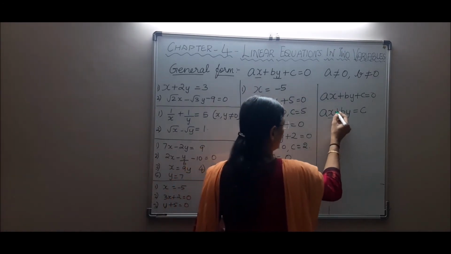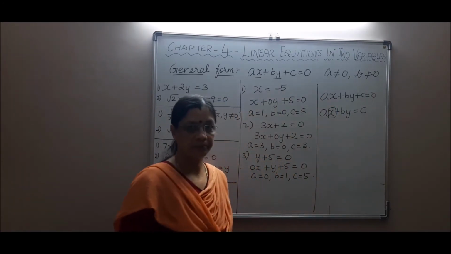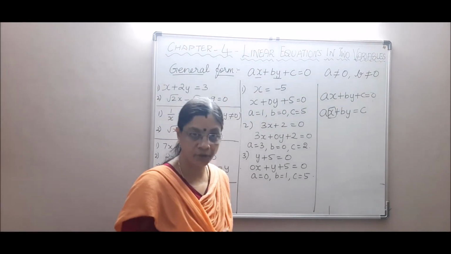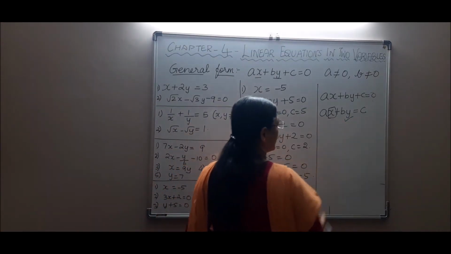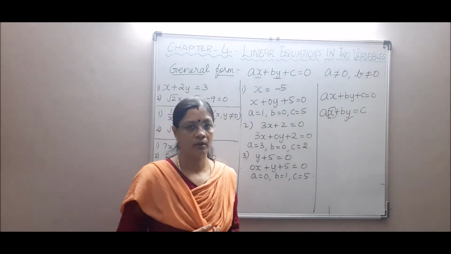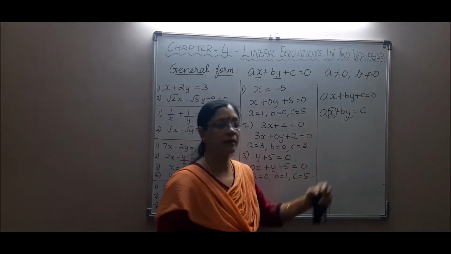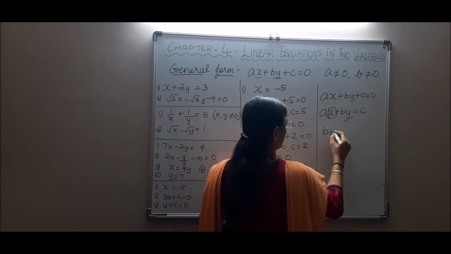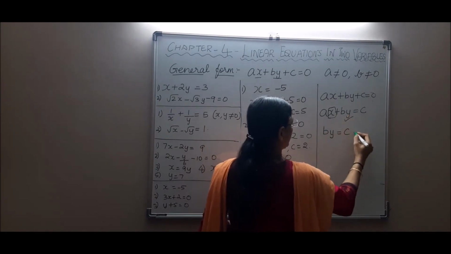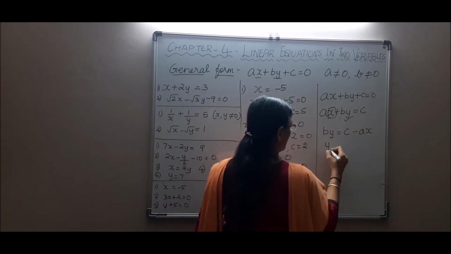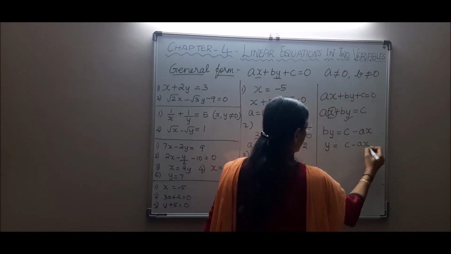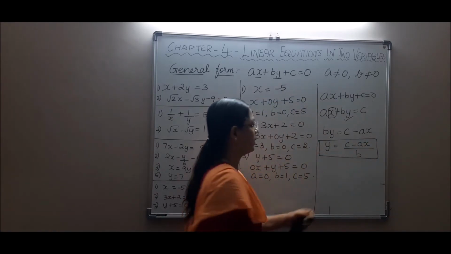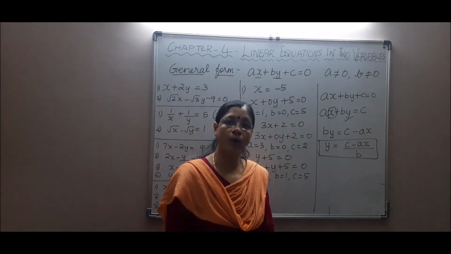Now when a value for x is assigned or given, you can find out the value for y, isn't it? Is it possible or not? Yes, when you know one of the values, you can get the other value. How? When you know ax, keep the unknown as it is, bring ax to this side, then y is equal to (c minus ax) divided by b. So this will give you the value of y when I substitute the value for x.